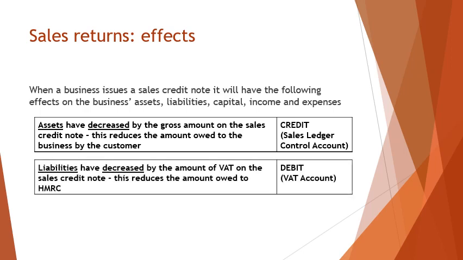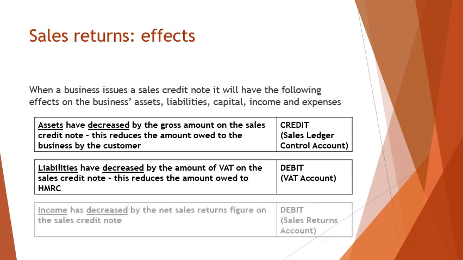In addition to that, our liabilities will have fallen as well, because the amount of VAT that is owing to HM Revenue and Customs will have reduced by the amount of VAT on that sales credit note. So this represents a debit to our VAT account. And then finally, our income has fallen as well, and this has fallen by the net sales returns figure on the sales credit note. And that is going to be debited to our sales returns account.